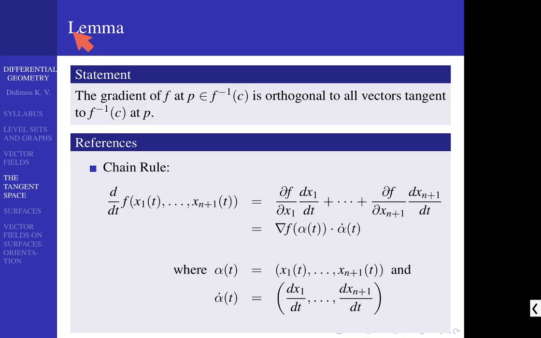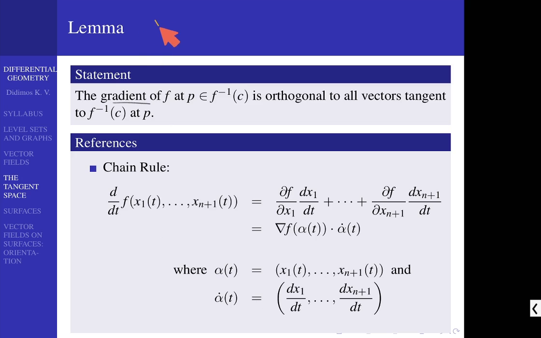Now we have a lemma. The statement of the lemma is: the gradient of f at p belonging to f inverse c is orthogonal to all vectors tangent to f inverse c at p.